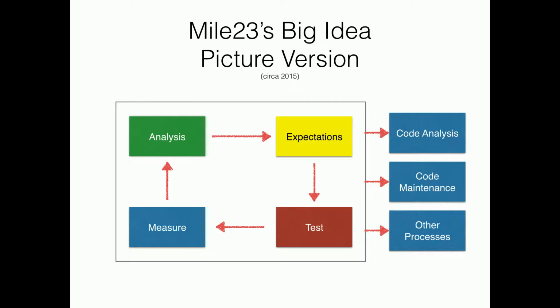So here we have, oh, my mouse pointer went away. So we have analysis. We create some expectations based on our analysis. We write a test that expresses our expectations, and then we can use the test to measure. And we can also use the test to generate analysis, generate code coverage, CRAP numbers, etc. And we can then use that process in order to do code analysis, to maintain code, and for other processes that we can think of, because we now have a process in place.